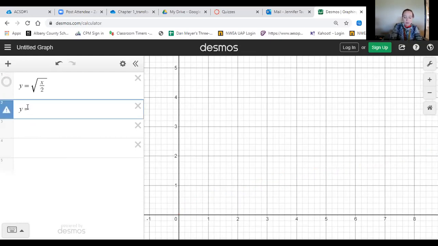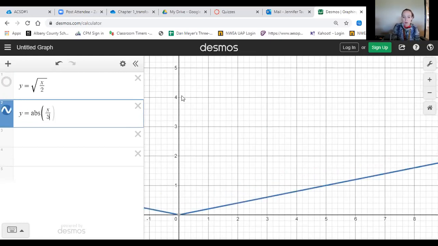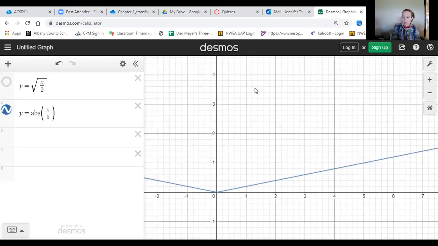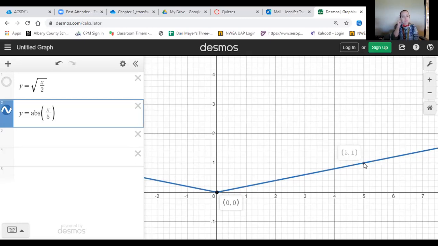y equals the absolute value of x divided by 5. Holy moly, look at what happened to that thing. Still started at 0, 0, but now I had to go up 1 to the right 5. My next nice point is right there. Oh, I had it. 5, 1. That's my next nice point. It's kind of interesting, isn't it?